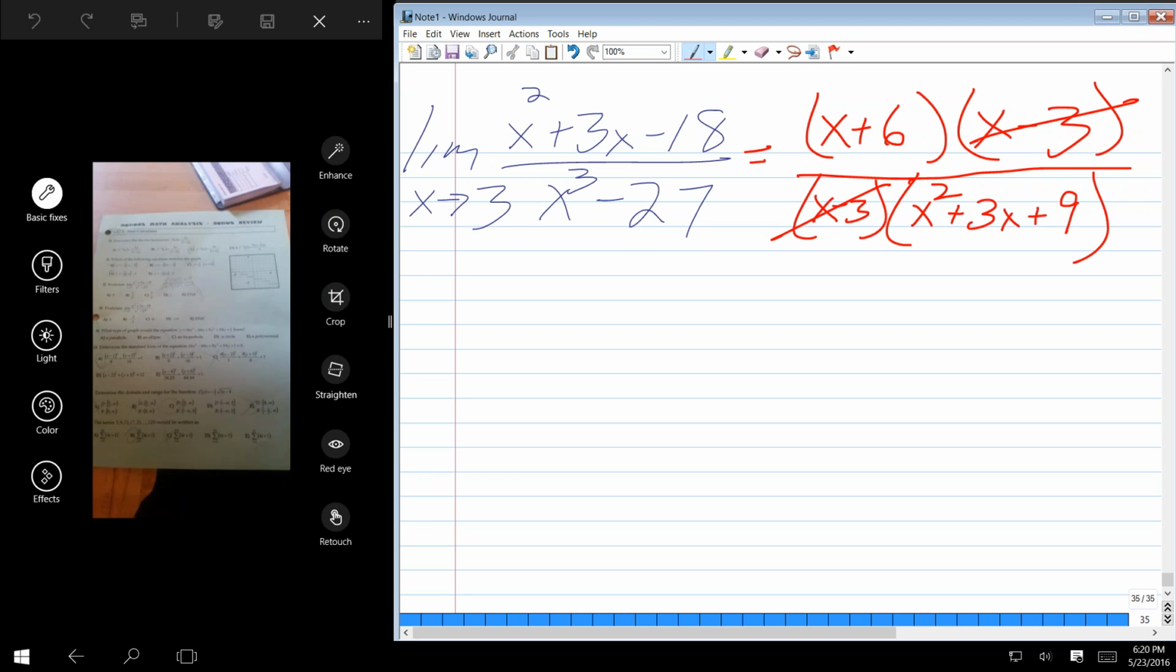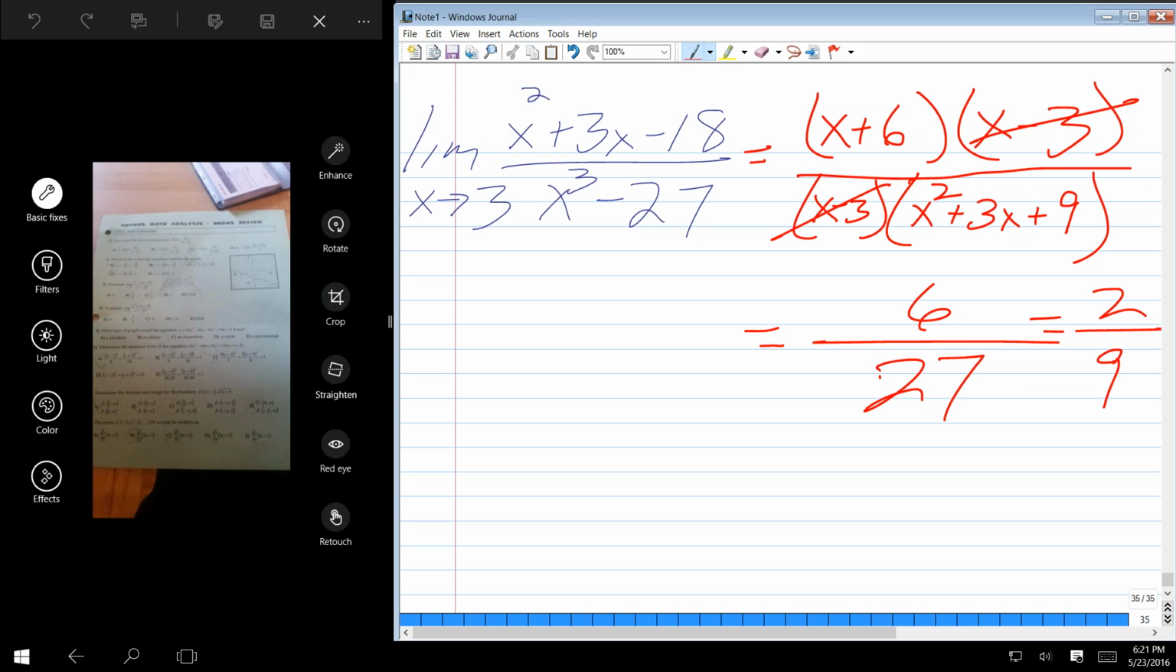Now when I substitute 3, I know I don't have 0 over 0 anymore, because I can see the top does not go to 0, it goes to 6. So what's the bottom go to when I substitute 3? 27. Now I can divide top and bottom by 3. I get 2/9.